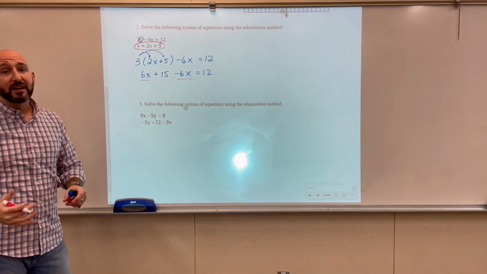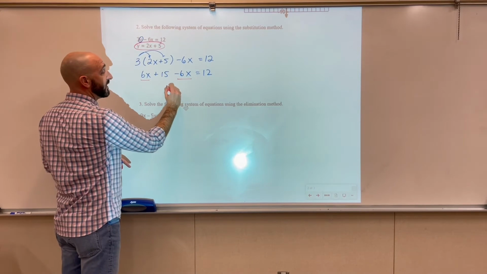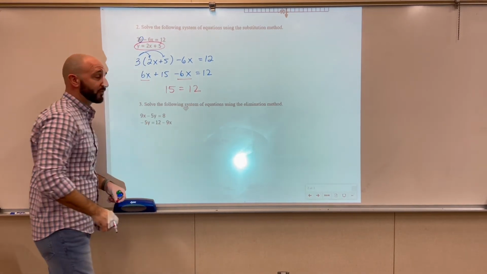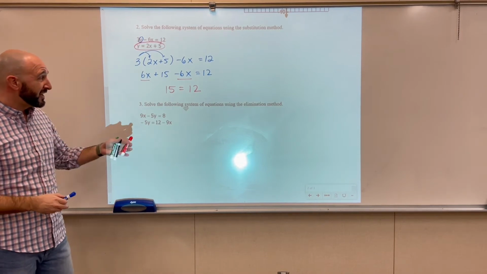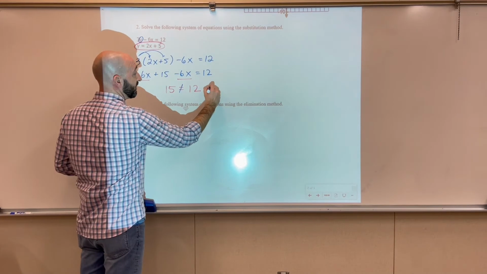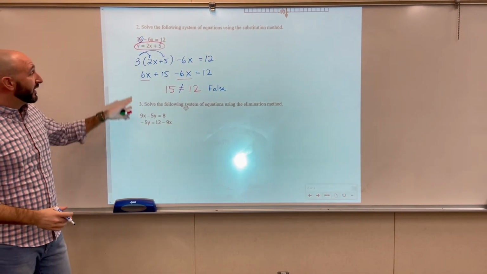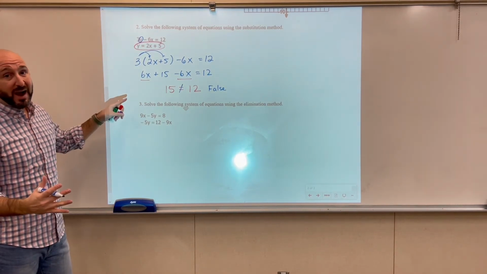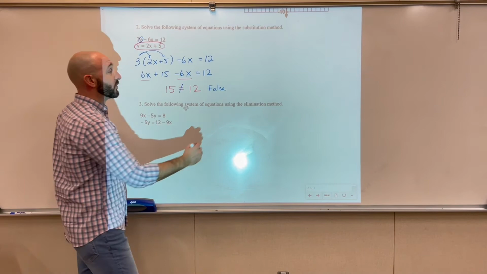Minus 6x equals 12. So we're going to combine like terms here. 6x minus 6x is 0. And 0 plus 15 is 15. So we're left with this statement here, 15 equals 12. And if we take a look, 15 clearly does not equal 12. This is a false statement. And what that's telling us is that these two lines are going to be parallel if we graph them, and that this system of equations has no solutions.